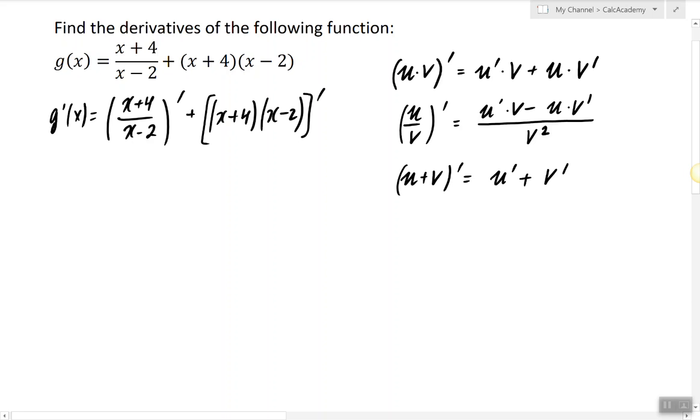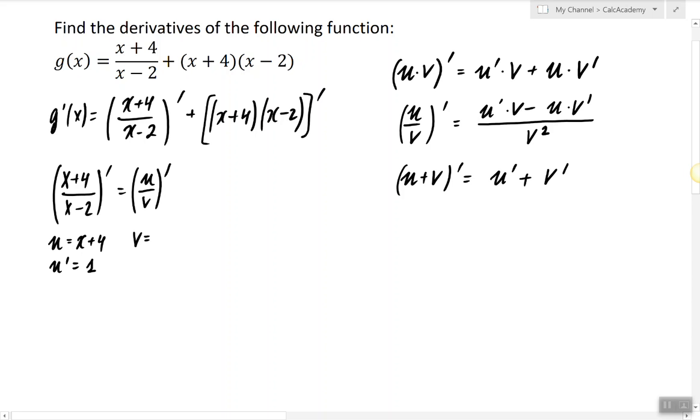So let's focus on finding the derivative of the quotient. Here we have the numerator and the denominator. The numerator is x plus 4, and the derivative of the numerator is just 1. The denominator is x minus 2, and the derivative of the denominator is just 1.